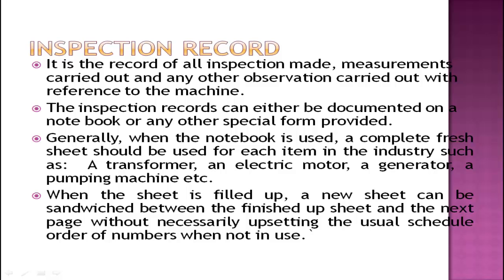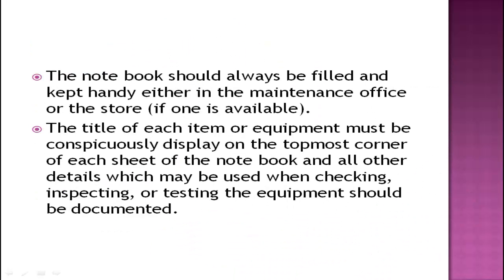a complete fresh page must be used for each item in the industry. For example, our transformers, the electric motors, the generators, the pumping machine, each must have a complete fresh sheet where all the information will be recorded. Now it should be noted that when the sheet is filled up, another new sheet should be sandwiched between the finished sheet and the next page, without upsetting the usual schedule order of the numbers. The notebook should always be filled and kept handy either in the maintenance office or the store.